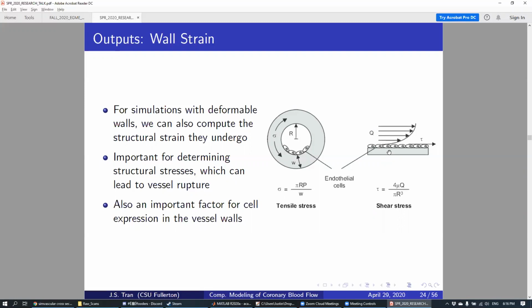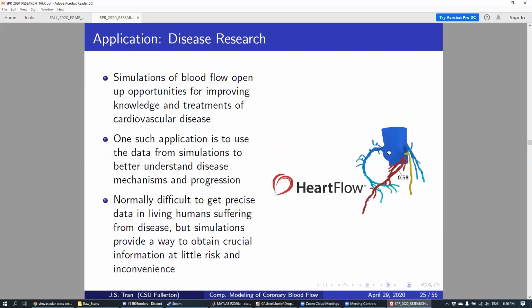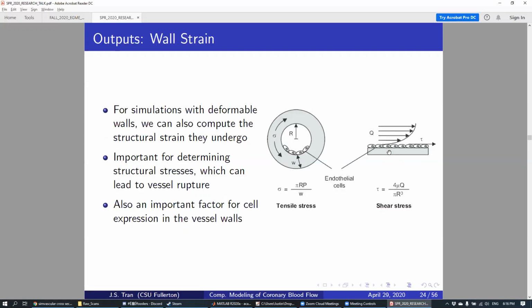Okay? And just like all the other quantities, you can measure this with simulations really well, right? But if you are interested in the wall strain, you have to run a deformable wall simulation. So you can't obtain wall strain for a rigid wall, because for a rigid wall, your vessel walls just aren't moving at all. Okay. And so that covers basically all the main outputs that you can obtain from these cardiovascular simulations. So are there any questions on this so far?